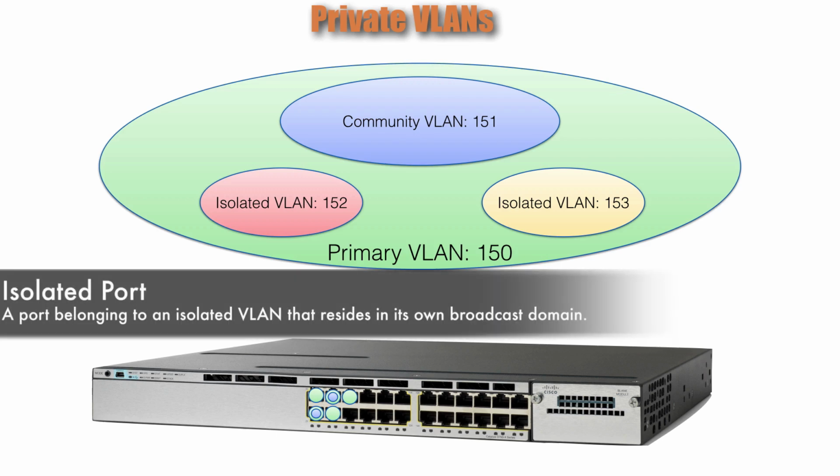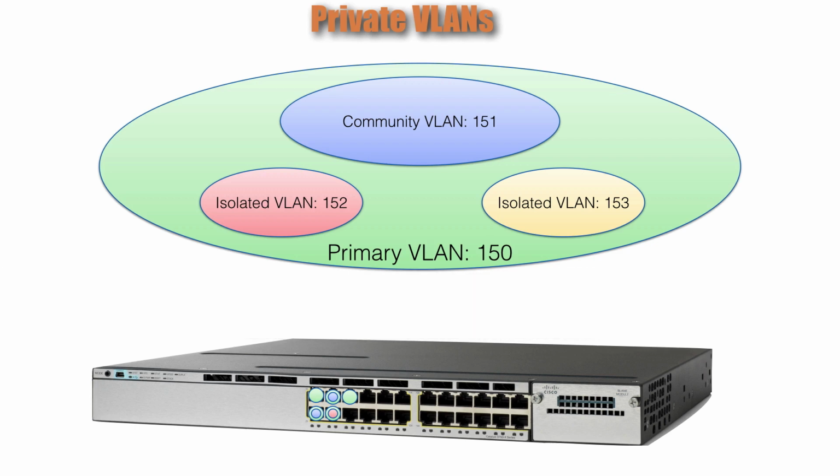It's going to belong to the isolated VLAN of 152. And this isolated VLAN, it's isolated at layer 2 from the community VLAN of 151. If I needed to get from this isolated VLAN to the community VLAN, I would have to route in order to do that. But again, the isolated VLAN, it can communicate with the promiscuous port. Same thing for the port that belongs to isolated VLAN 153. It's isolated from 152 at layer 2. It's isolated from 151 at layer 2, but it can communicate with the promiscuous port.